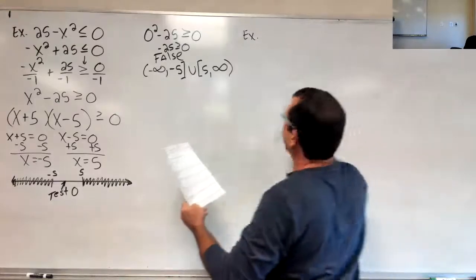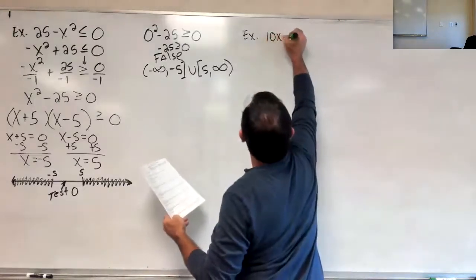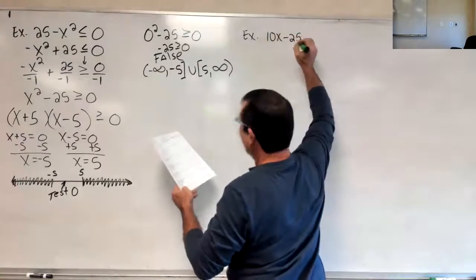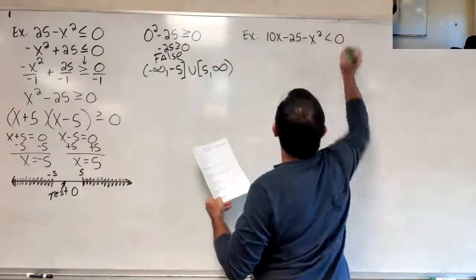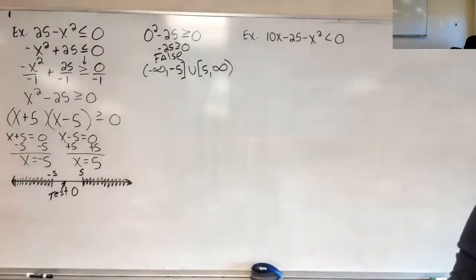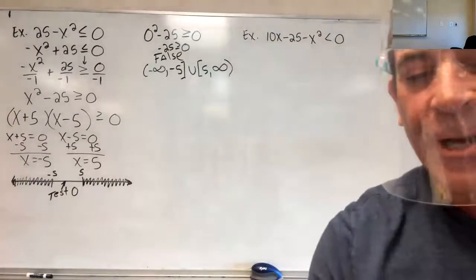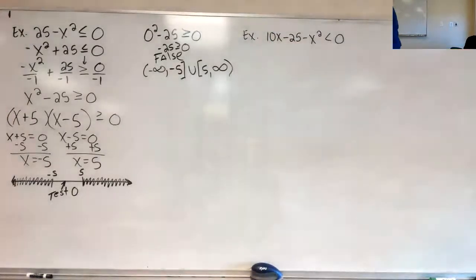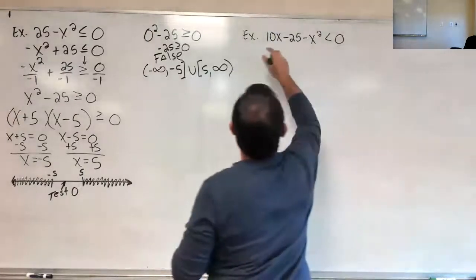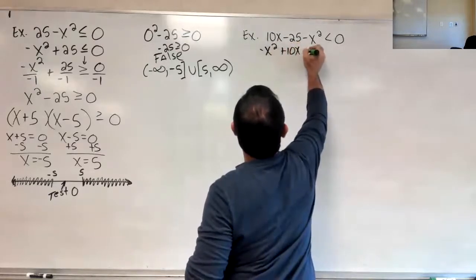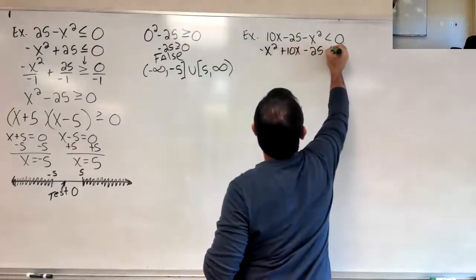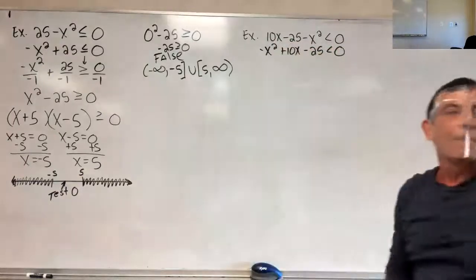All right, here comes a 10x minus 25 minus x squared, all less than 0. Better slow down, we're getting too many done. I've got one more after this. Well, the first thing I would do is probably rearrange that, get that in order. So I'll put my x squared first, then my positive 10x, then my negative 25, all less than 0.